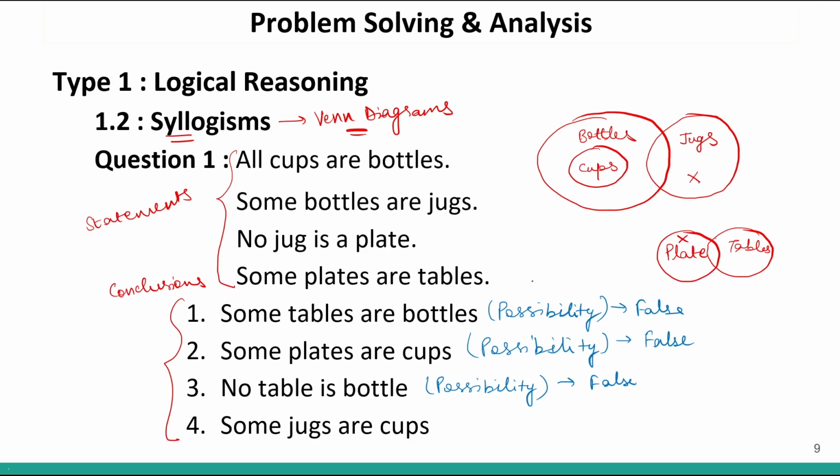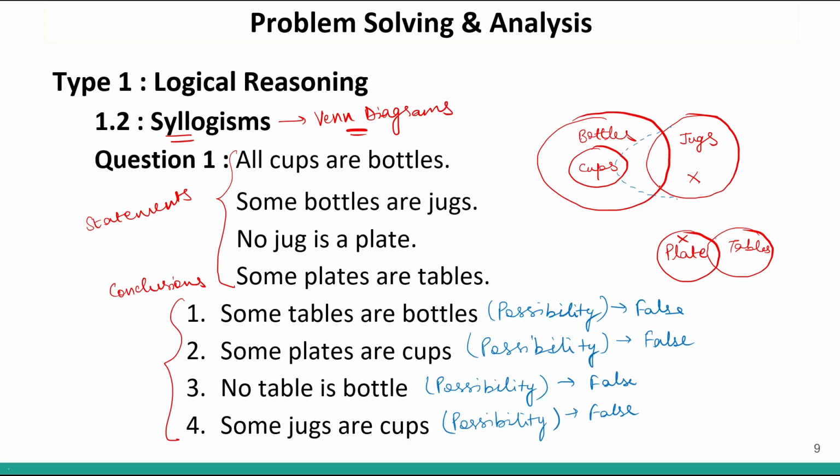Some jugs are cups. So if you look at here, some jugs are cups. Again, this is a possibility. If jugs were drawn like this, some jugs would be cups. But this is a possibility. This is not true. So we can say that this is also false. Now, let us look at statement 1 and statement 3. Some tables are bottles and no table is bottle. So 2 options are given to us.